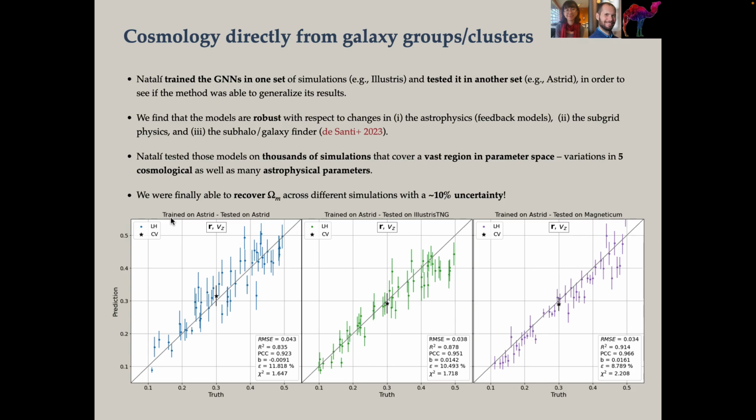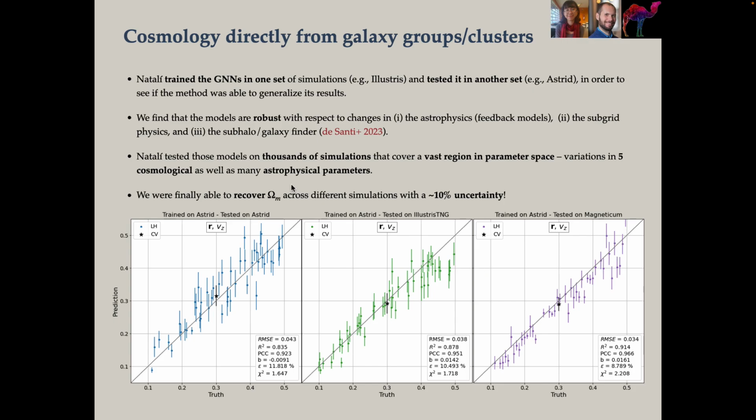In this plot here in the lower left, you can train in Astrid, for instance, and test in Astrid. Of course, the result will be good, but you can now train in Astrid and test on Illustris, and still your prediction for omega matter, for each one of these boxes with the same parameters, is good to about 10%. Also with another suite of simulations called Magneticum.